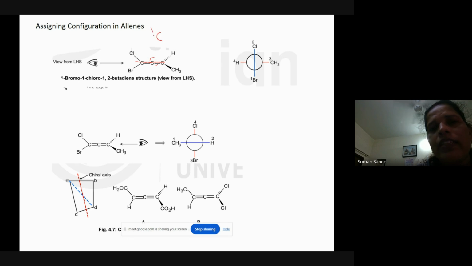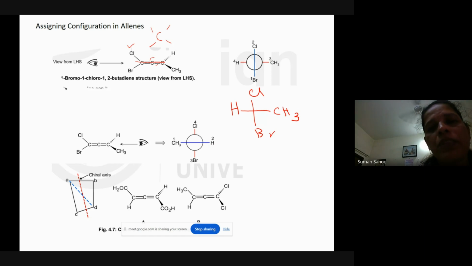It is a thing which has four different substituents. So when you are viewing from this side, chlorine is on top and bromine is down. Just put it, chlorine is on top, bromine is down. And viewing from this side, hydrogen is on the left side and CH3 is on your right side.